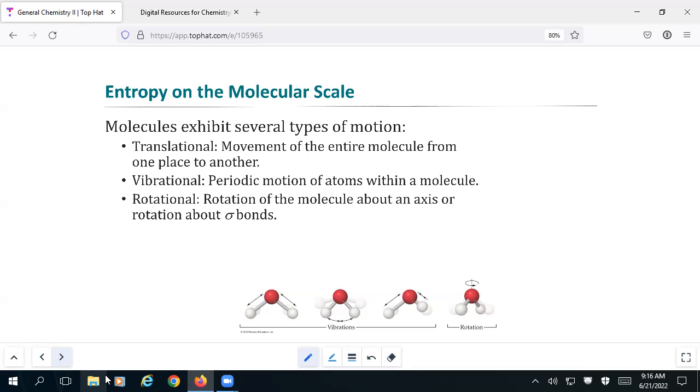So vibrational, infrared. Infrared light is able to cause the bonds in a molecule to vibrate at a particular frequency. And we can detect that frequency using a detector. And that can be one of the ways that we can characterize a molecule. For those of you that go into organic chemistry, that is one of the first techniques that you end up using, is you'll get into that IR based on the vibrational modes.